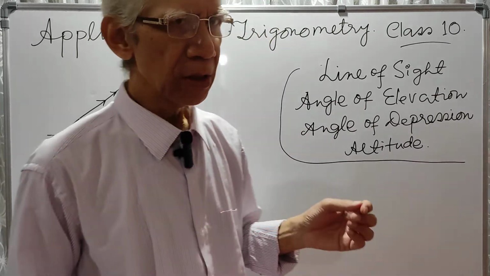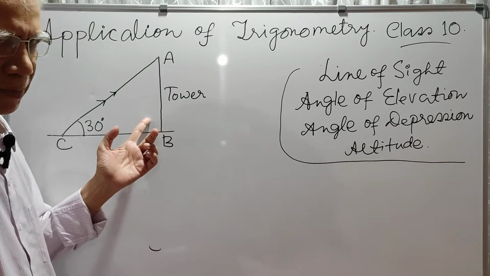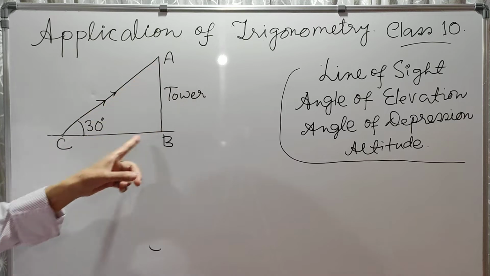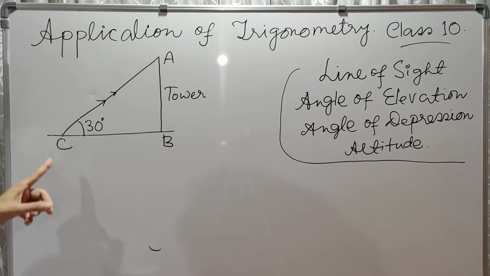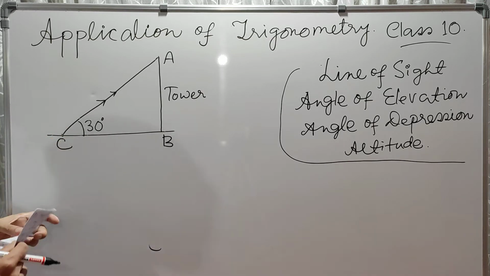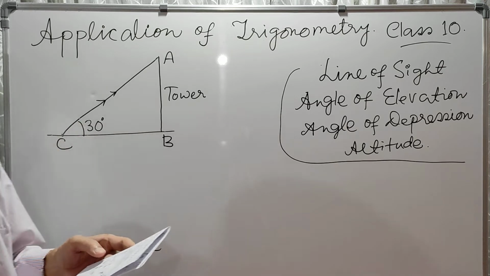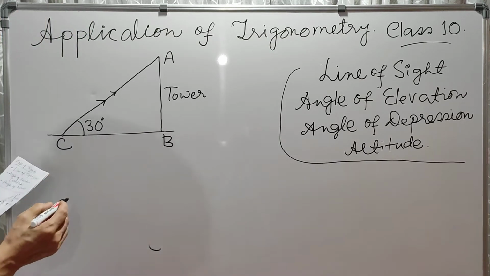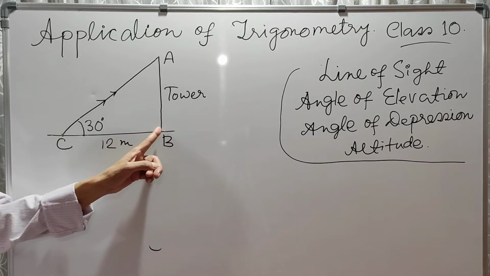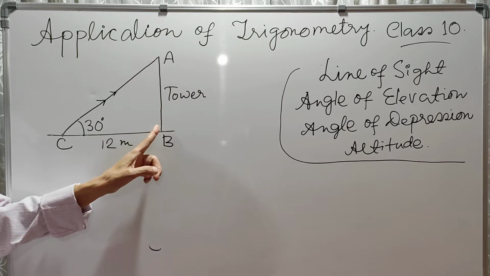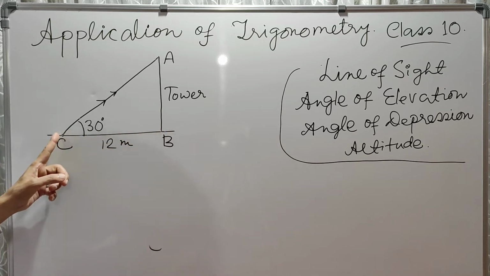So from the question, information is collected, and then you draw the diagram. Now for this question number 1, this is the diagram. Let me explain the diagram. This is a tower. AB is a tower, and here is the position of the observer. Now the observer is looking up towards the top of the tower. So this angle of elevation is given to be 30 degrees, and this distance is given as 12 meters. That means the observer is 12 meters away from the bottom, or foot, of the tower.